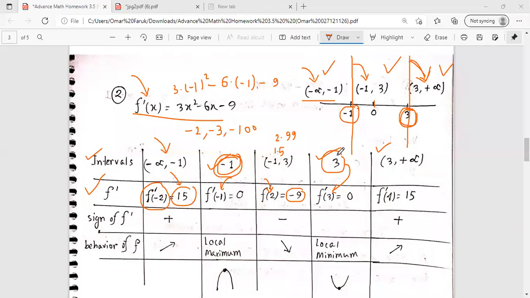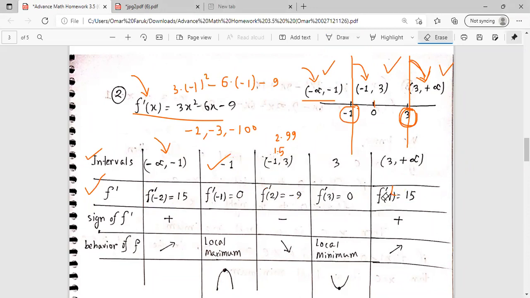So we took 3. So it was 0, and we took 4. It was 15. So Rajiv, can you understand? Can you explain again, brother, if you don't mind?